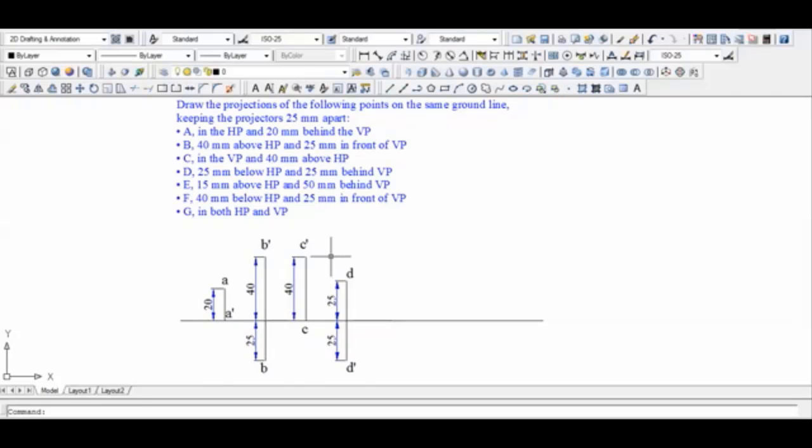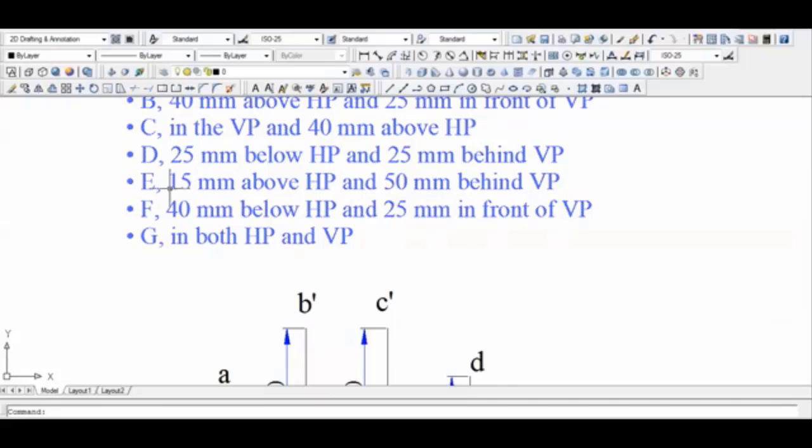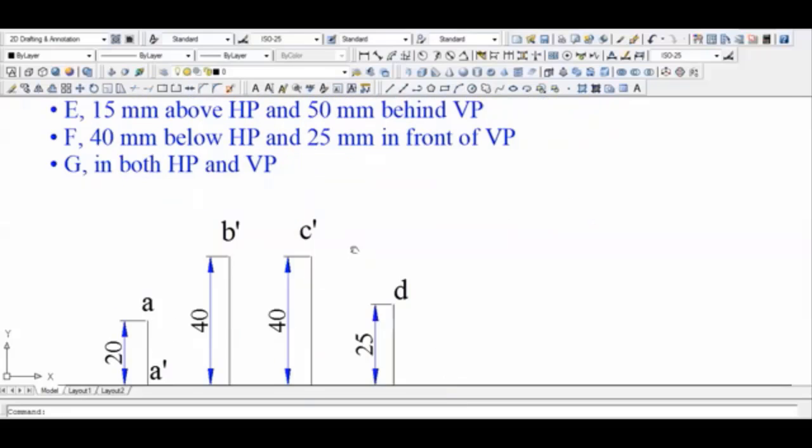Let's go for it. Point E, 15 mm above HP and 50 mm behind VP. Sounds similar, 15 and 50. Let's not get confused. 15 mm above HP. Now only two things come to my mind. Above HP, that means it could either be first quadrant or second quadrant. 50 mm behind VP. Okay, this is a clear-cut case. It's behind VP, that means it has got to be second quadrant. Alright, so we know the value of H is going to be 15. The value of D is going to be 50. It's a second quadrant case. H and D, both of them will be above the XY line.